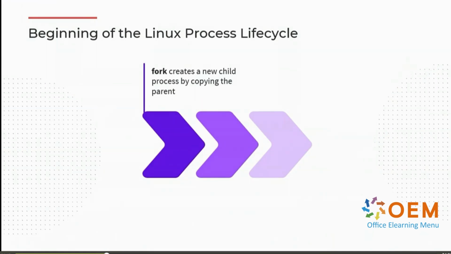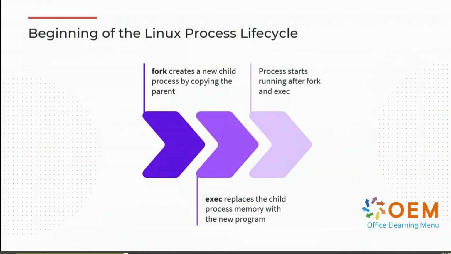After the fork, the system may use another system call, exec. This replaces the memory of the child process with the actual program you asked it to run. So, first it makes a copy, then it loads your new task into that copy. At this point, the process is now running.